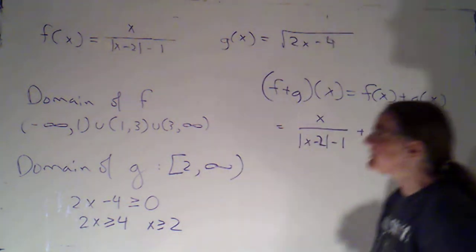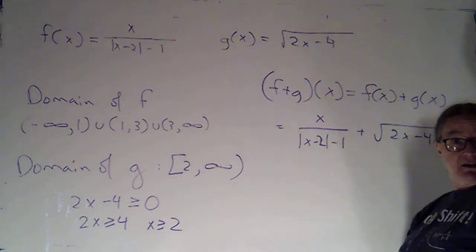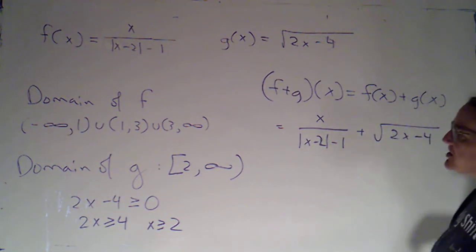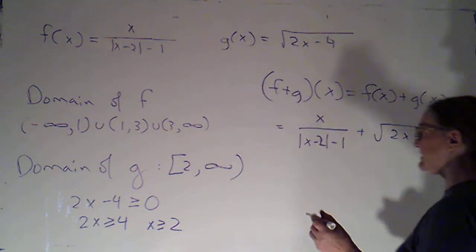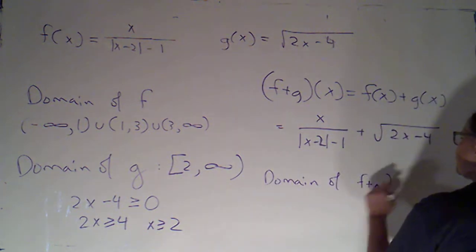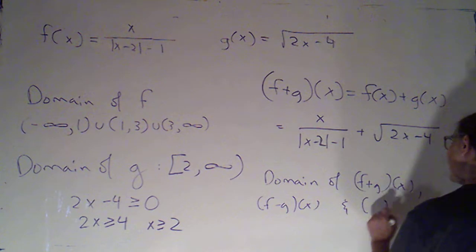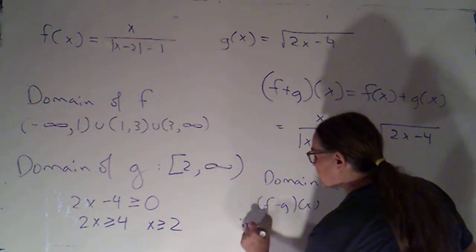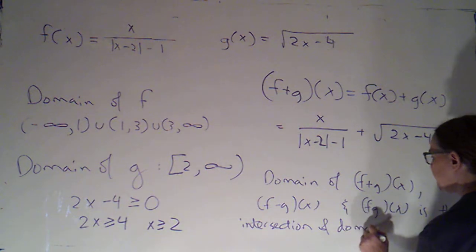So what's going to happen is that the domain for f plus g will be the same as the domain for f minus g, will be the same as the domain for f times g, and that's just going to be the intersection of the domains for those two pieces. Okay, so let's write that out. Domain of f plus g of x, f minus g of x, and f times g of x is the intersection of the domains of f and g.